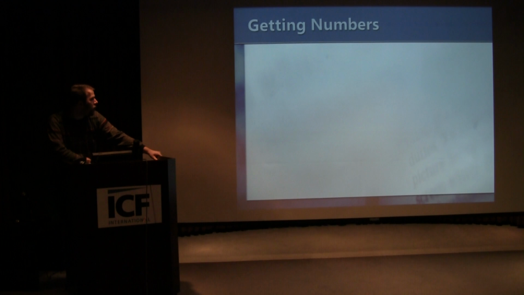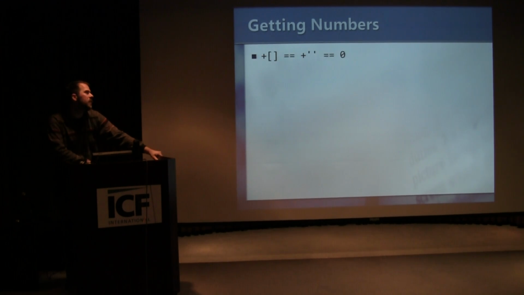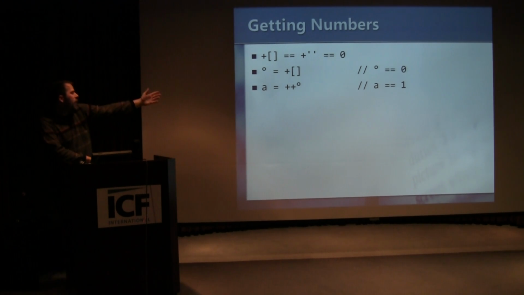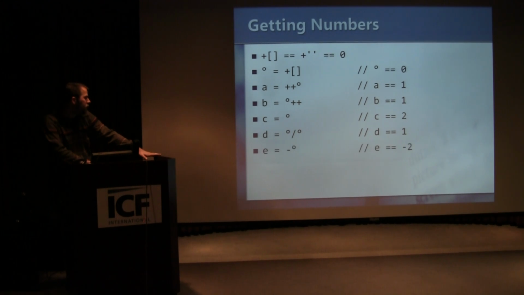So to start off with, let's try to get some numbers. An easy way to do that is starting with an array or a string gives you a 0. And then we can assign that to a variable if we want. I just chose the degree symbol here. And then you have all the different operators at your disposal. So you can do increment before, increment after, you can do division, you can negate it, you can also do decrement operators. JavaScript has a weird little tilde which adds 1 and makes it negative, and multiplication.